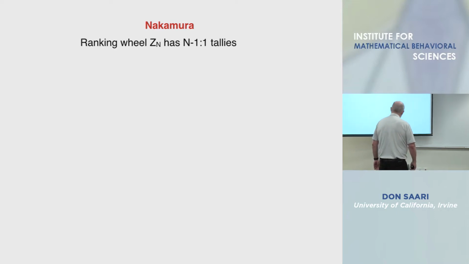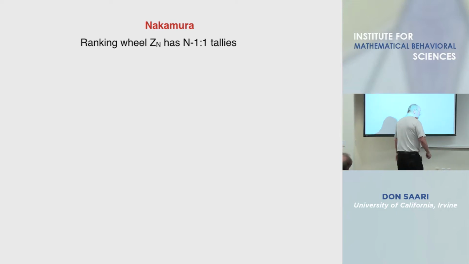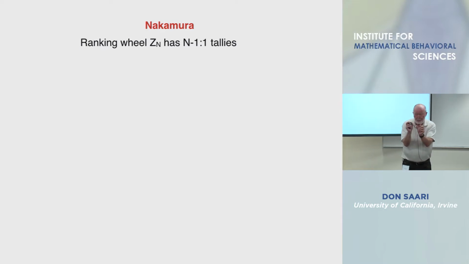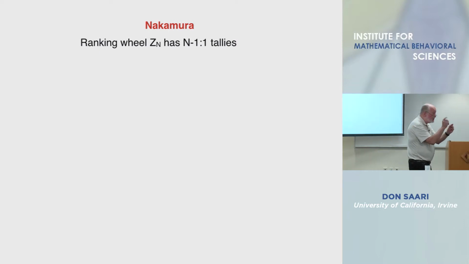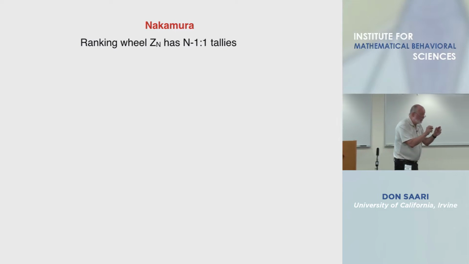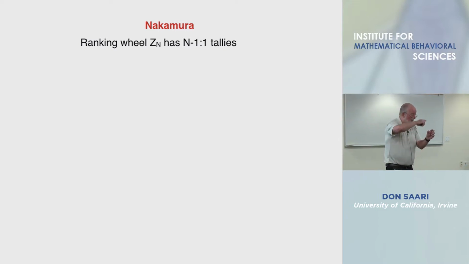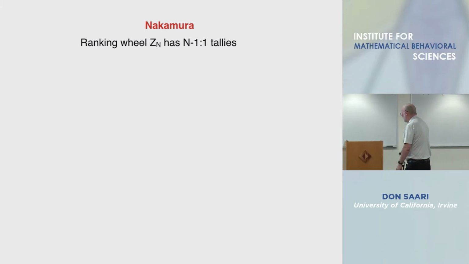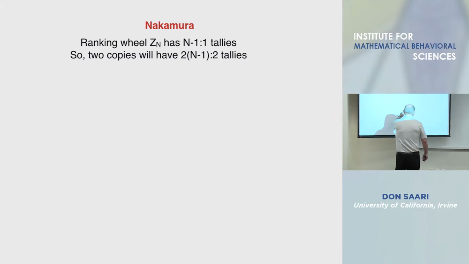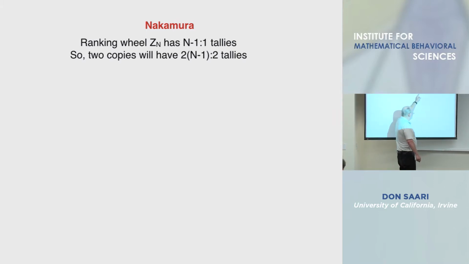So at Nakamura's number, if I have a ranking wheel, I showed you a ranking wheel with 6 candidates, and it had cycles with 5 to 1 outcomes. If I have n candidates, it's just one shy of unanimity. The votes will be n minus 1 to 1. You'll have a cycle with n minus 1 to 1. All right? Now, if I have 2 copies of a ranking wheel, then the tallies of the cycle are going to be 2 times this to this.